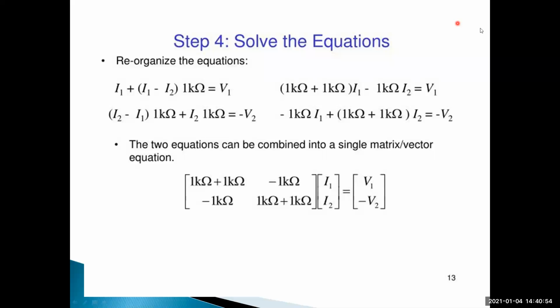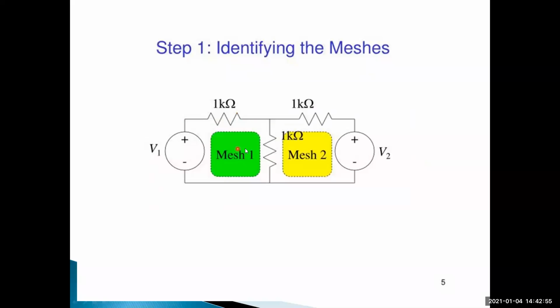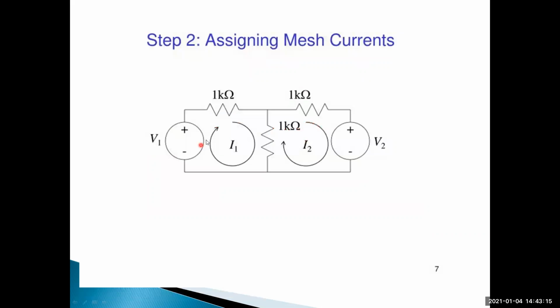First, identify the meshes like this. Okay, mesh 1 and mesh 2. It's clear. By identifying the meshes, what do we have to do later? Assign mesh currents. After that, assign a current to each mesh, like this, I1 and I2. This is called step 2. Understood? Step 1.